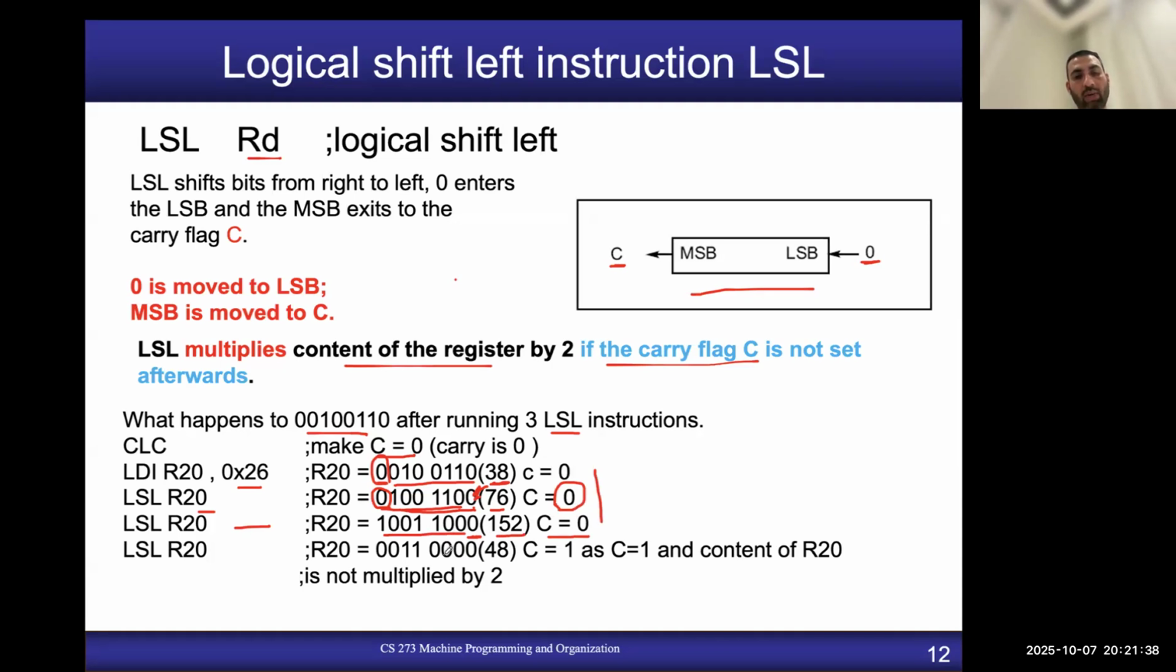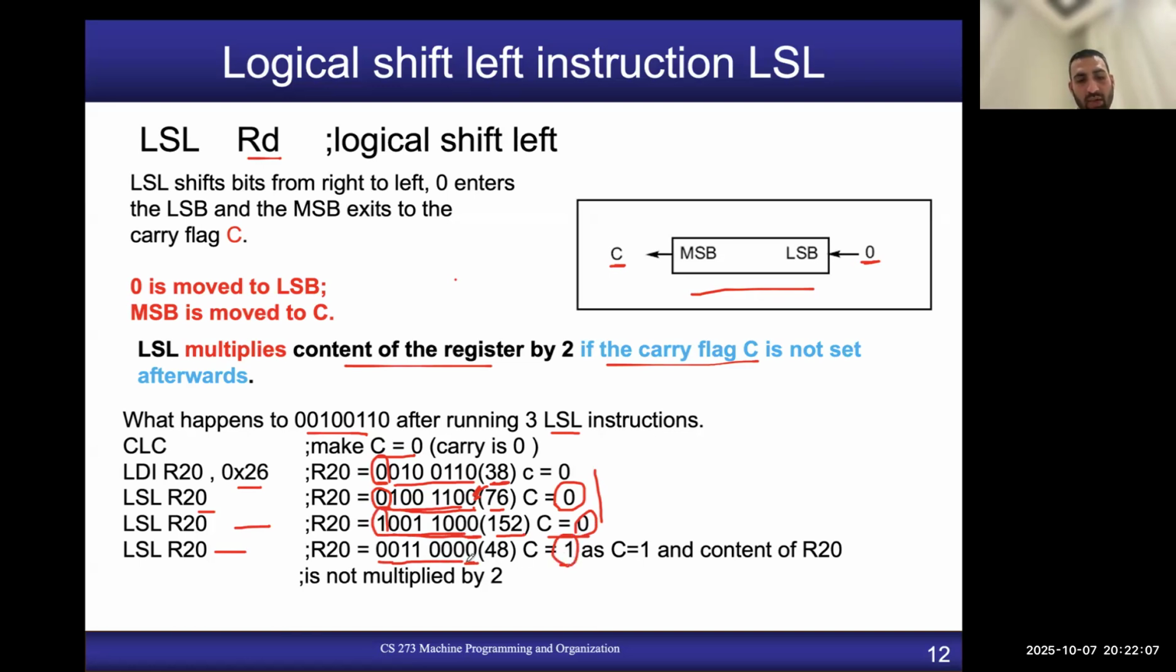Now, let's talk about the last iteration. So here, when you say again LSL R20, you are saying put this C is equal to 0 into the least significant bit position. So we are putting it here. This C is equal to 0, right? And all these bits are moved once to the left position. So we have these 7 bits here. And this most significant bit goes to the carry, right?